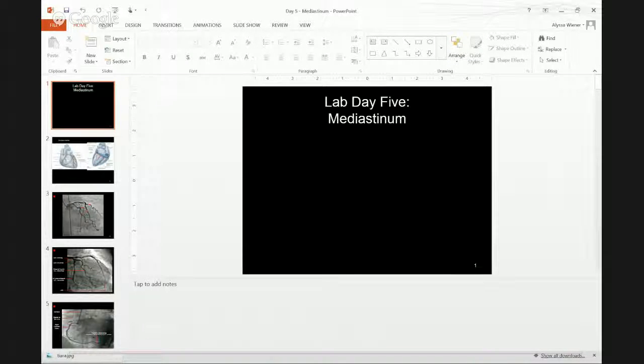C is the eparterial bronchus, and D is bronchus intermedius. Eparterial bronchus, remember, supplies the superior lobe of the right lung. Bronchus intermedius supplies the middle and lower lobes of the right lung.